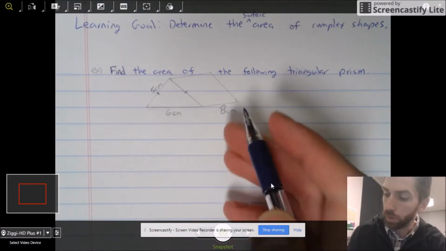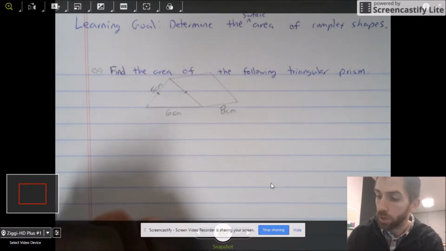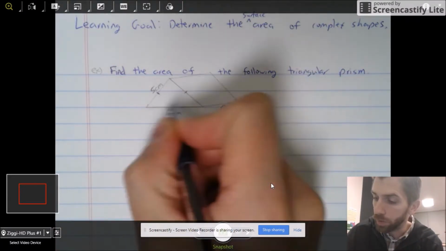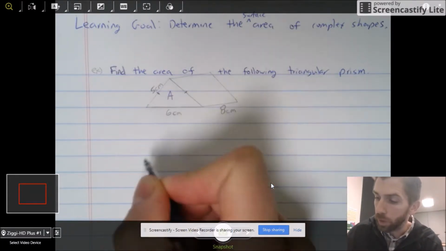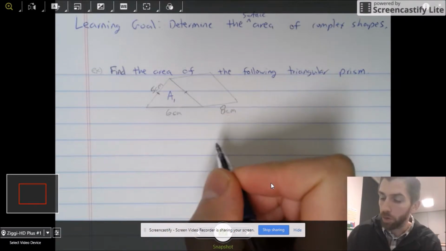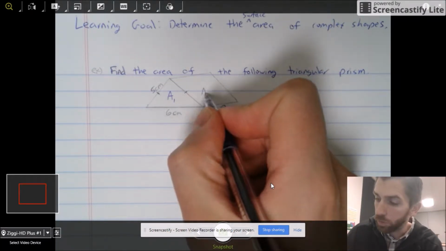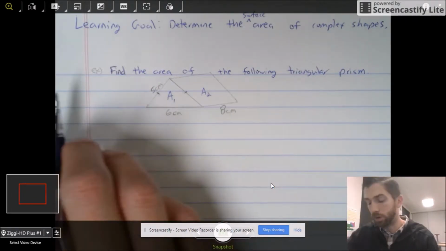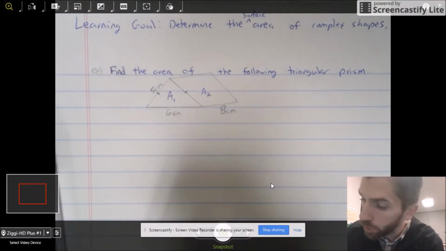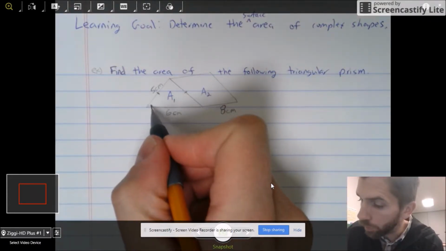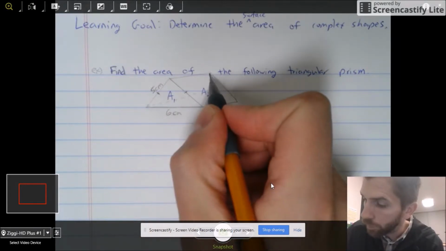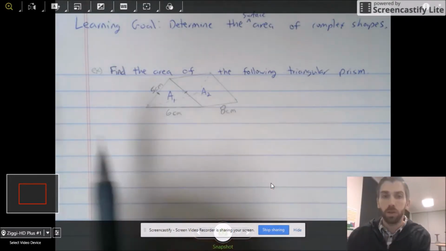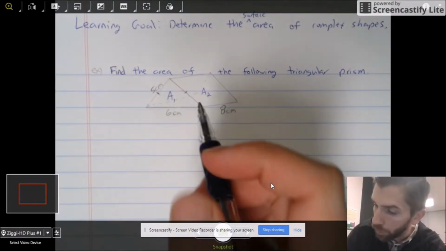So let's start with labeling the different parts of my shape. I know that I have two parts that are triangular. I'm going to call this A1. I'm going to call this side here A2. And now I also have a bottom rectangle that you can't see, so I'm just going to show you what it looks like here using this dotted line. If I could see right through the shape, I would also see a bottom section here. I'm going to call that one down there A3.